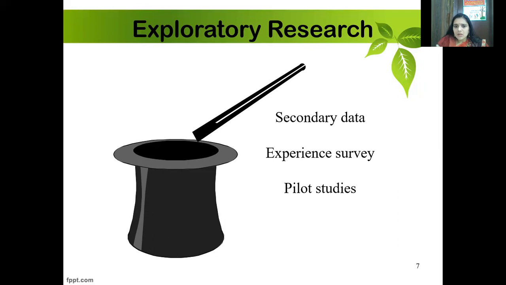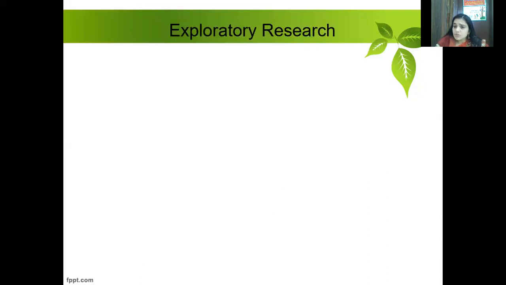Then pilot studies. Pilot study means you will be launching the product in the market in a selected area, so as to know whether people are buying that product and what kind of inquiries they are making, so as to know how to launch the same product in other areas as well. Pilot study basically is a small scale launch of your new product when it comes to product launch.